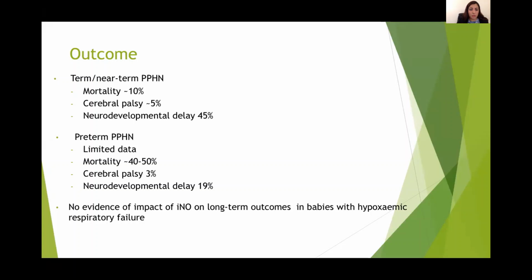We don't have evidence of impact of nitric on long-term outcomes in babies with hypoxemic respiratory failure. So I think even when you tried everything, let's say for a preterm baby, and you don't have any choice, personally, I will give it a trial if it's available in the unit. If baby is responding, I will continue. If baby is not responding, I will try to stop it quickly.